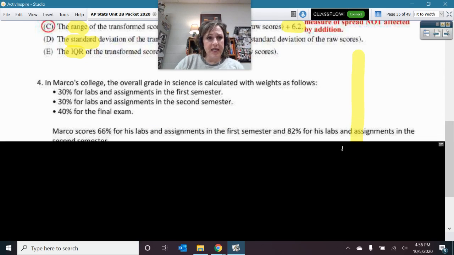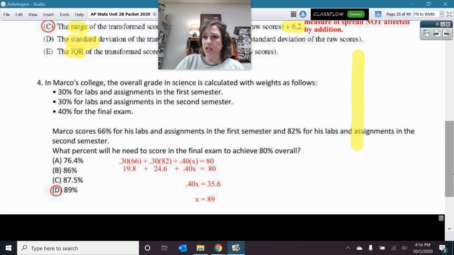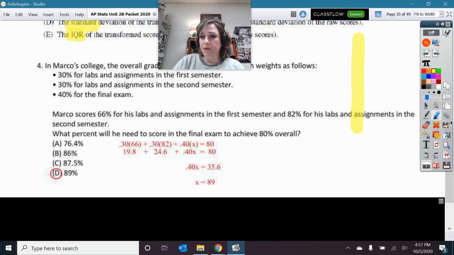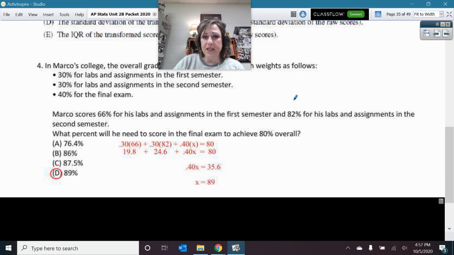Then next we have Marco's college amount. This was a weighted average, and this was different than I gave you in any of the examples. Look here. His scores were 66% for his lab and first semester of 82%. So the first semester grades and the second semester grades. And then the question is, how much does he need to make on his final exam so that he gets an overall average of 80? So therefore, we had that X, and then you just do algebra and solve it that way. So he needs to get an 89.